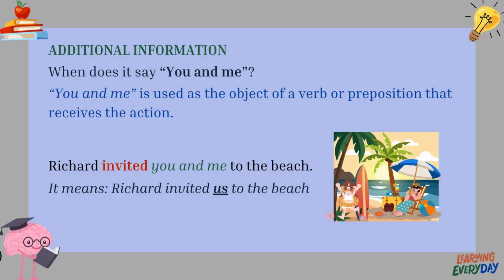Additional information. When do we say you and me? You and me is used as the object of a verb or preposition that receives the action. For example, Richard invited you and me to the beach. It means Richard invited us to the beach. Therefore, you and me represents the object pronoun us.